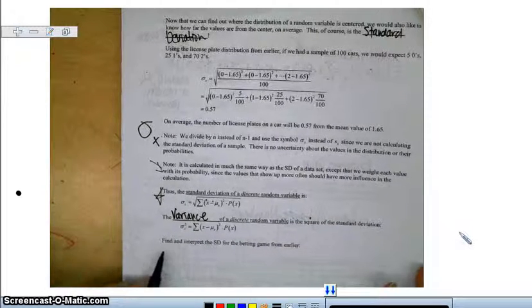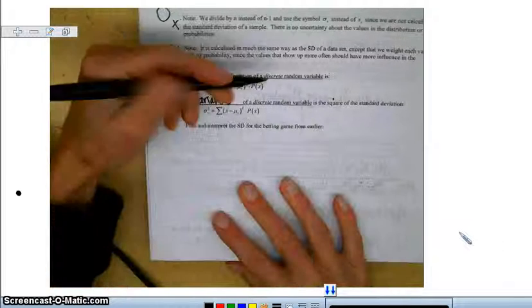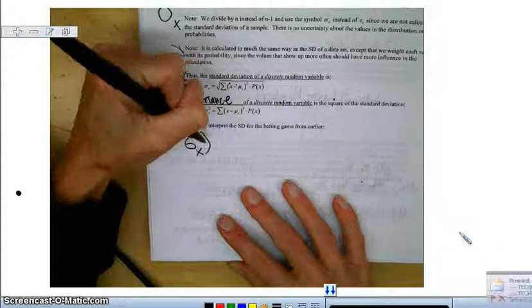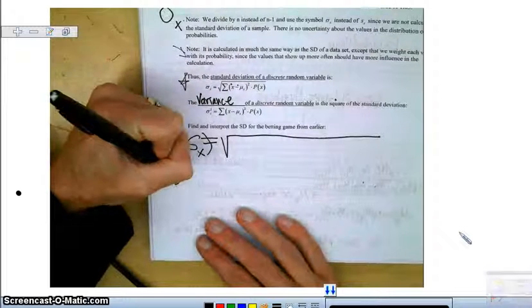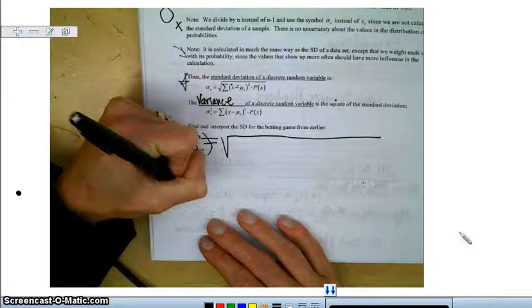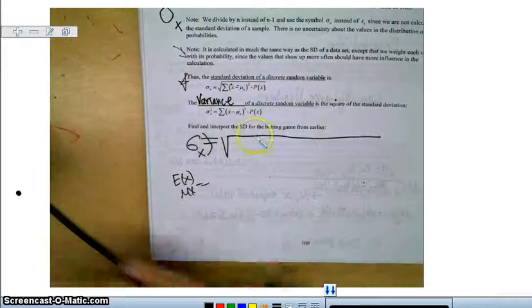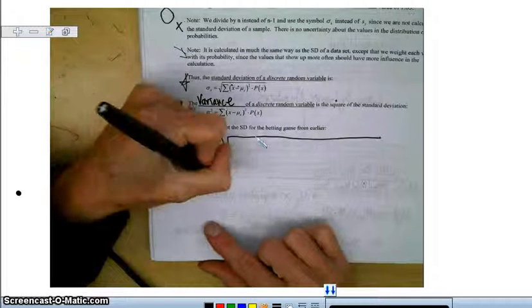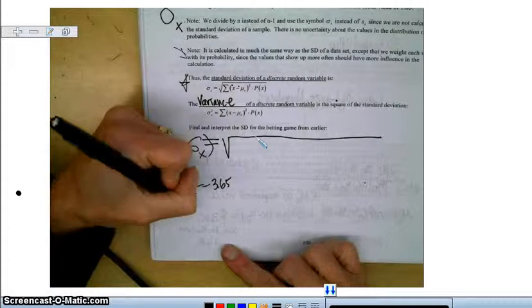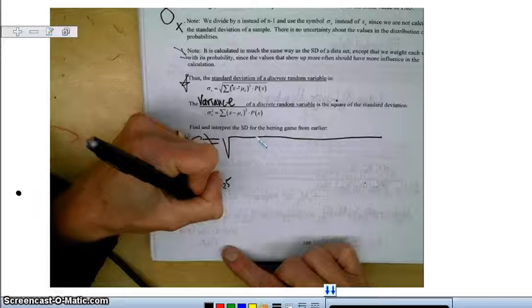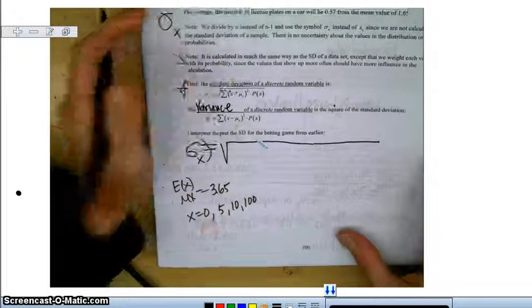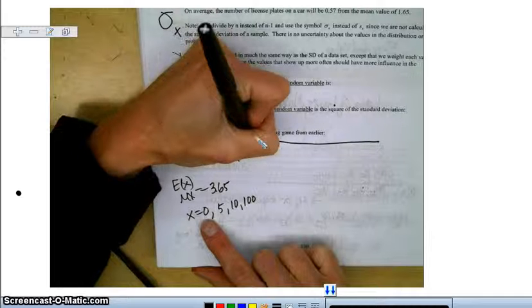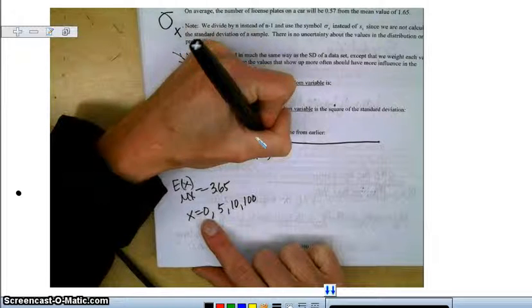So we would like to find and interpret the standard deviation for the betting game from earlier. So sigma, we already have, equals the square root of the sum, where the expected value, E of x, mu sub x, was 3.65. So we take every x value. The x values were 0, 5, 10, and 100. And we take each of those, so 0 minus 3.65 squared times its probability.